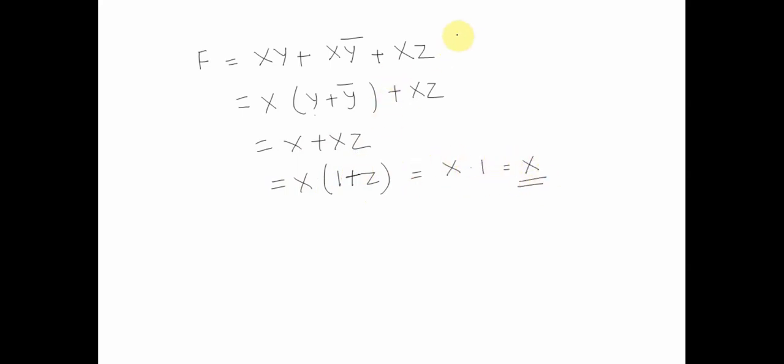So basically, if you see this output, which is a function of x, y, and z, it could be represented as f of x is equal to x. This is dependent only on x. Y and z are don't care over here. Correct? So this is one example of circuit simplification. Let's look at one more example.